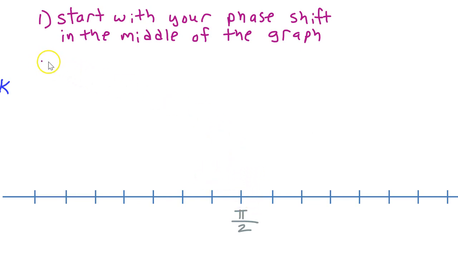Now, rule number 2. Each one of these marks is 1/4 of the period. So we're just going to start adding 1/4 of the period over and over again to label these. So add 1/4 of the period repeatedly.